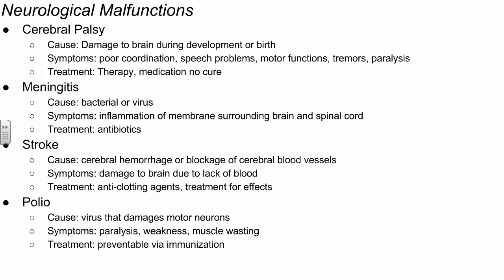So there are many diseases and disorders of the nervous system that affect millions of people. We'll talk about a few of these in the next couple slides here. Cerebral palsy is one of them. Cerebral palsy is often caused by damage to the brain, usually during fetal development or birth. A lack of blood flow or a lack of oxygen to the developing fetus or to the baby as it's born can lead to damage to the brain. And this damage can then result in difficulty in speech and motor function, sometimes paralysis, tremors, uncontrollable shaking, and poor coordination.